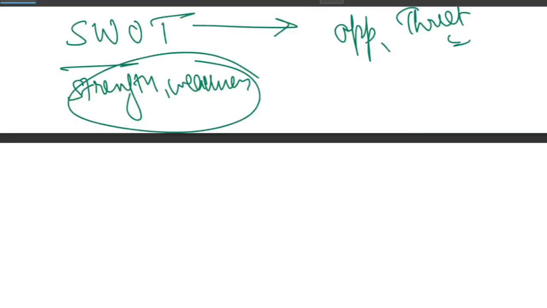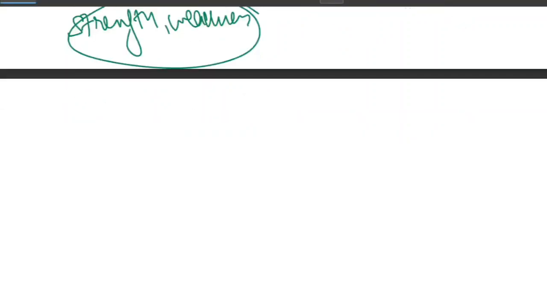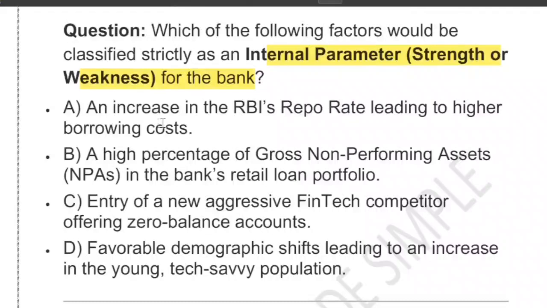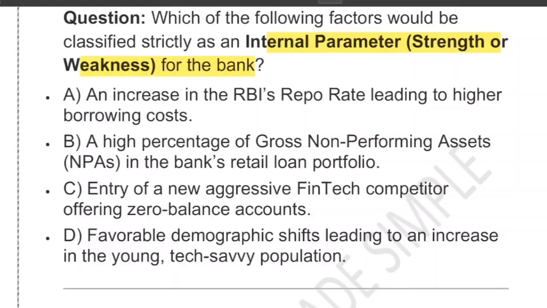So remember the basic rule: internal means whatever is in the control of the bank, external means whatever is out of the control of the bank, right? So if you look at the options, here we are talking about the internal control. The options given: an increase in the RBI repo rate leading to higher borrowing cost; a higher percentage of gross NPA in the bank's retail loan portfolio; entry of a new aggressive fintech competitor offering zero balance accounts; a favorable demographic shift leading to an increasing young, tech-savvy population. So we have to choose which option is an internal parameter, right?